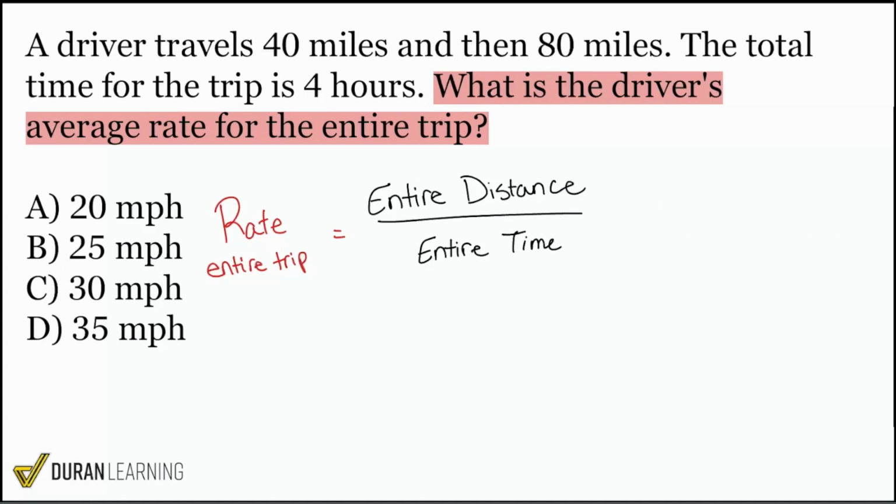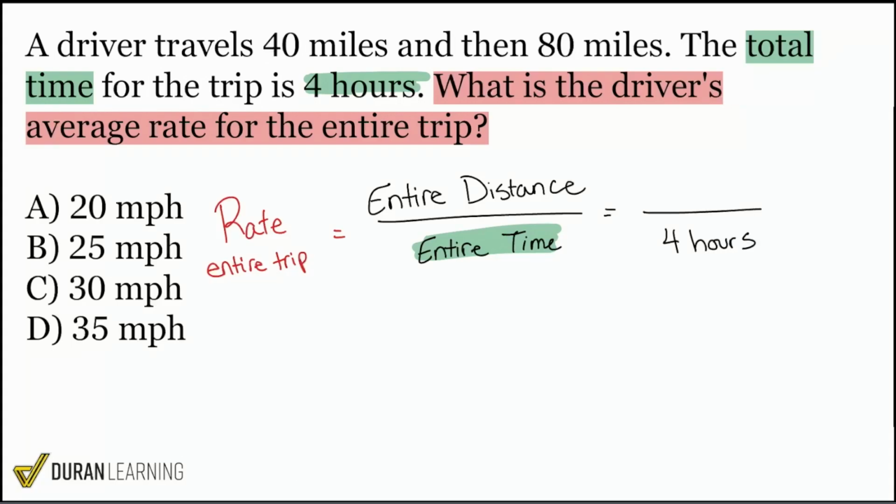So with that, we're here. Let's get that entire distance, everybody. Let's read and see what we have. A driver travels 40 miles and then 80 miles. The total time for the trip is 4 hours. So look at that, we have the entire trip. Total time for the trip, 4 hours. So we have that already. Let me just write that right there, 4 hours.